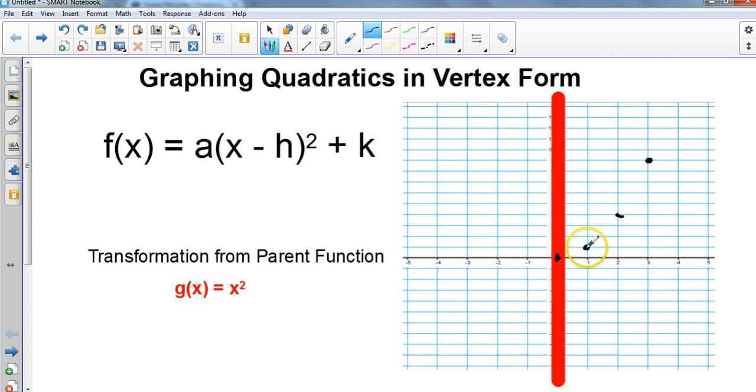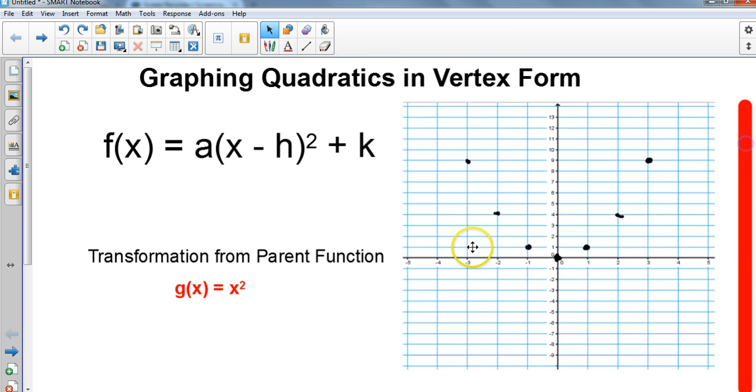But also, this 1, 1 point reflects over here. Negative 1 squared is still 1. Negative 2 squared is 4, the reflection of 2 squared. Negative 3 squared is 9, right? So using that axis of symmetry helps us get the full curve, right? And that's why when we graph, we need to find the vertex of quadratics.